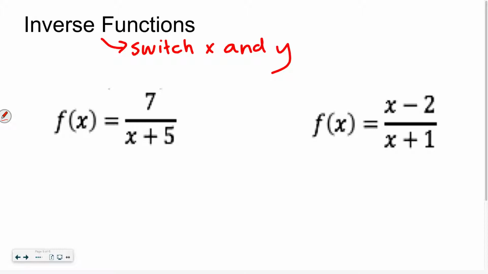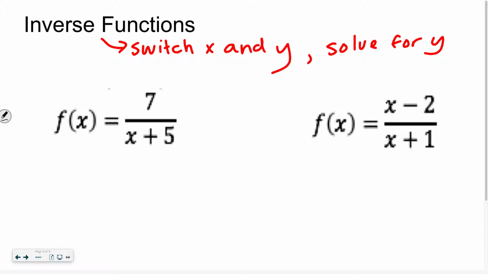You know that. Now, if it's a graph or a table of values, switch x, y, plot the new points, or list the new table, whatever that may be. If it's an equation, switch x and y, and then solve for y. Right, in an equation. So we do it a little bit more.